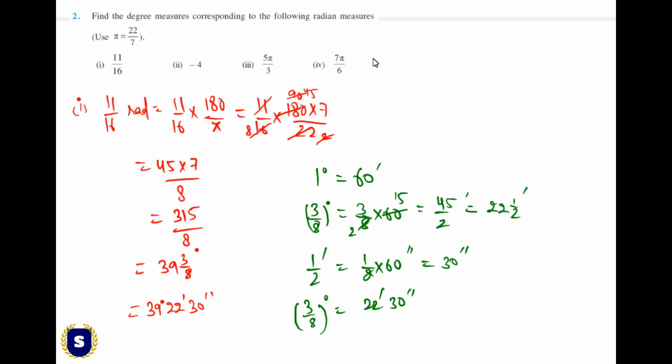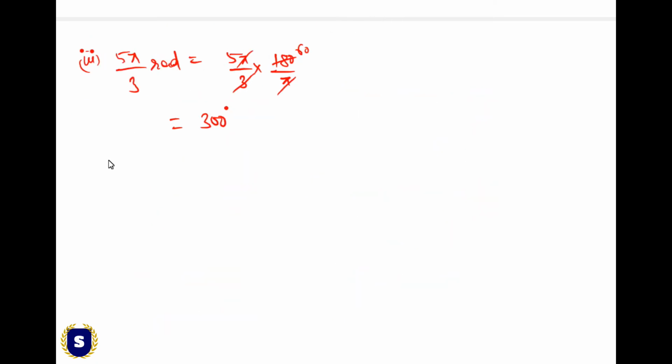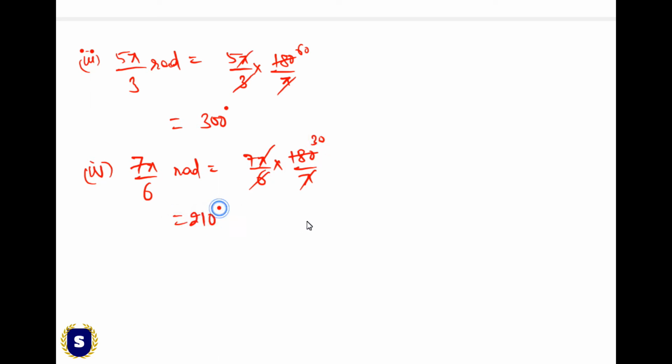Next question is 7 pi upon 6 radians. Fourth part, 7 pi upon 6 radians. This is 7 pi upon 6 multiplied by 180 upon pi. Pi cancelled out each other. This is 30 now, and the final answer would be 210 degree. Yeah, simple one. Little 2. Next question.